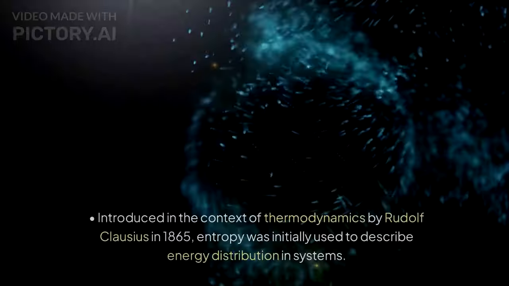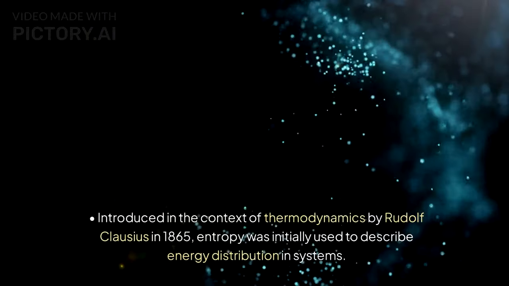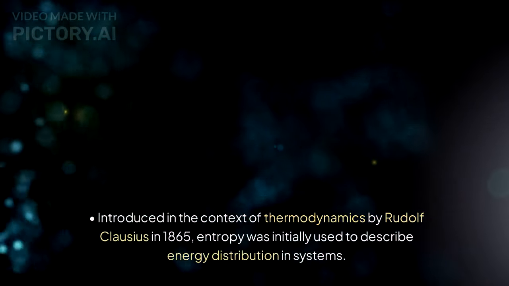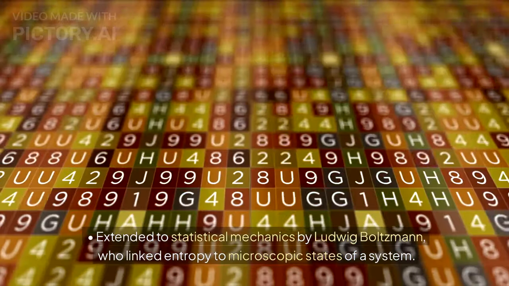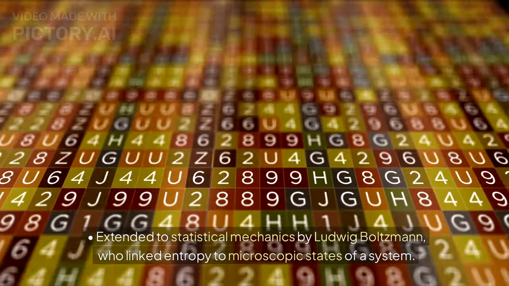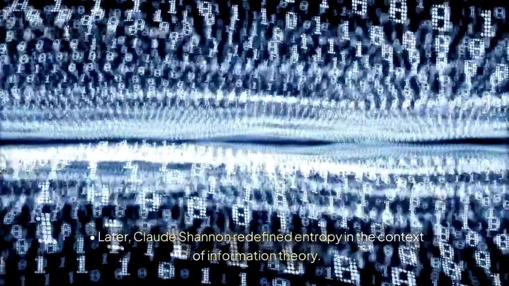1. Historical development. Introduced in the context of thermodynamics by Rudolf Clausius in 1865, entropy was initially used to describe energy distribution in systems. Extended to statistical mechanics by Ludwig Boltzmann, who linked entropy to microscopic states of a system. Later, Claude Shannon redefined entropy in the context of information theory.